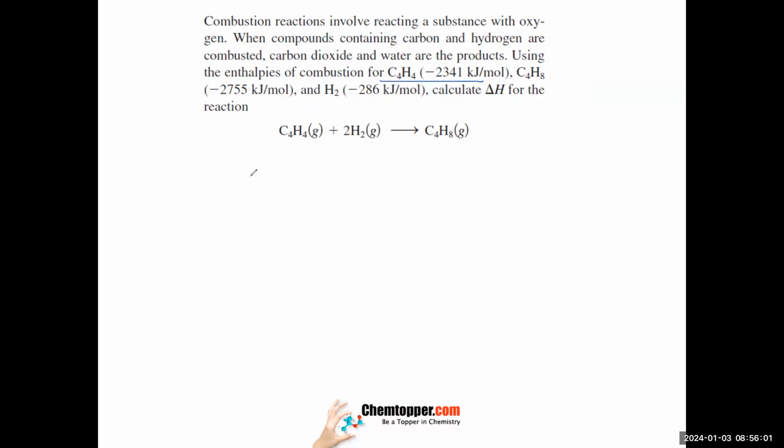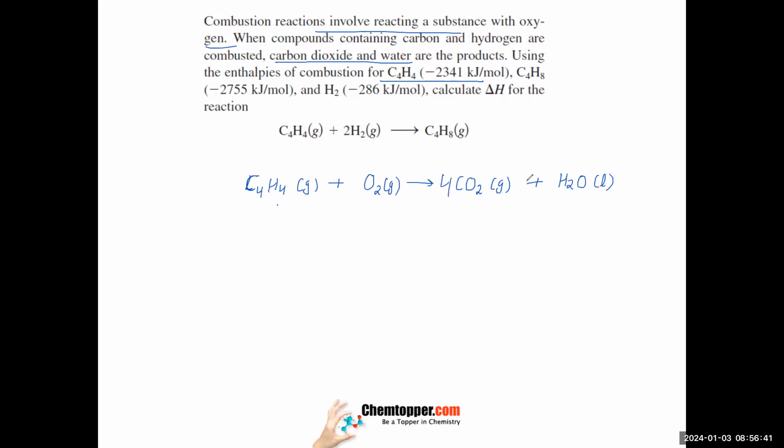What's the equation? C4H4 gas undergoing combustion to give, what's the product, children? They have already given you a hint here, but otherwise you should know, it is CO2 gas. It's a hydrocarbon. See, carbon dioxide and water, H2O. These are under standard conditions, so let's take it as liquid. This is gas. Balance the equation.